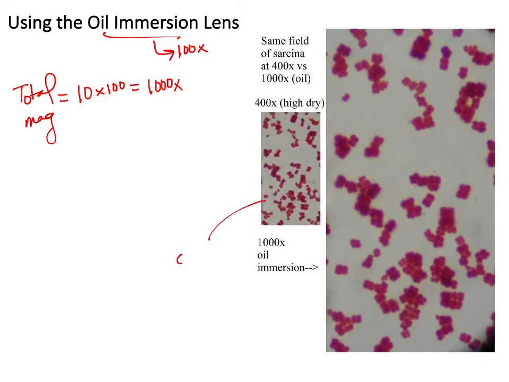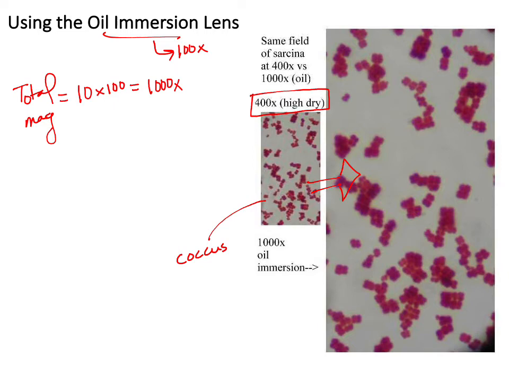For instance, these are the coccus bacteria that you're going to be seeing in the lab today. Notice that under 400 total magnification, you can see these structures, but not super well. But if you zoom in to 1,000 times magnified, you can see those structures really clearly.